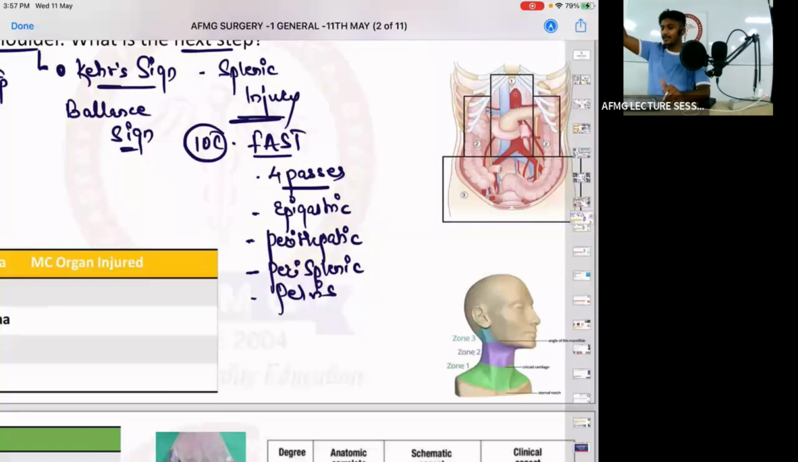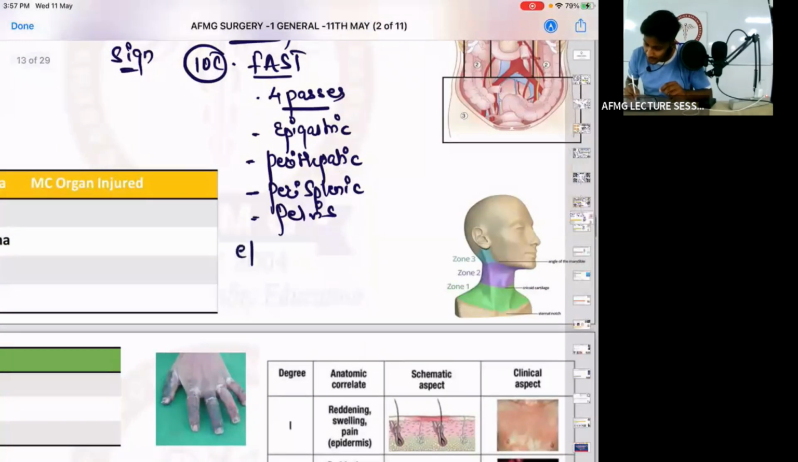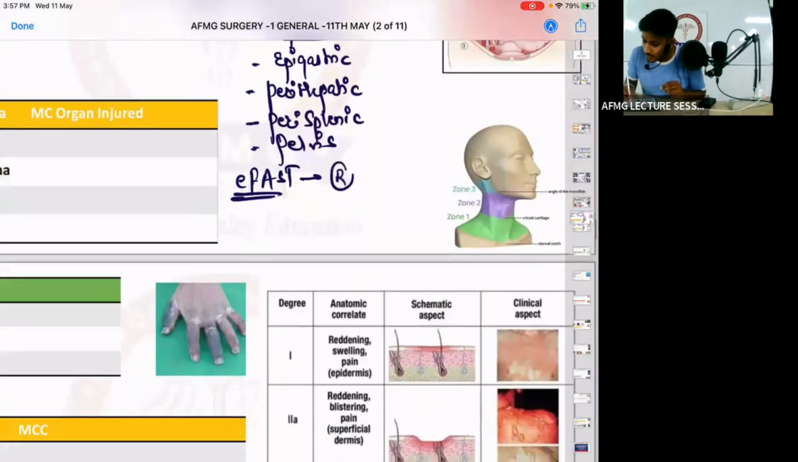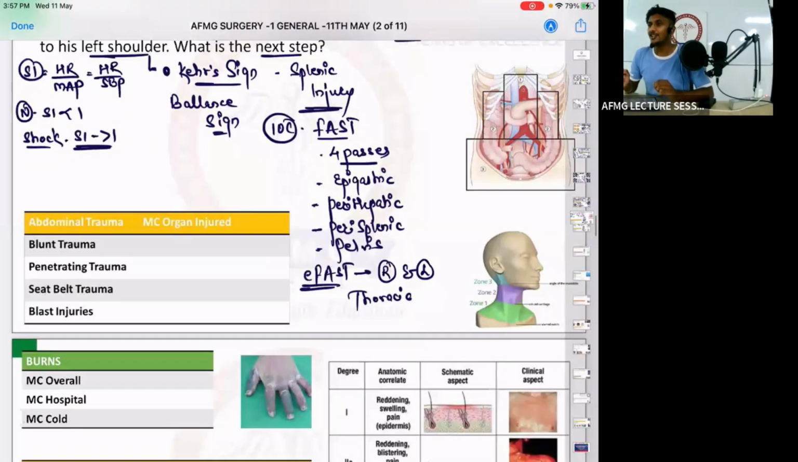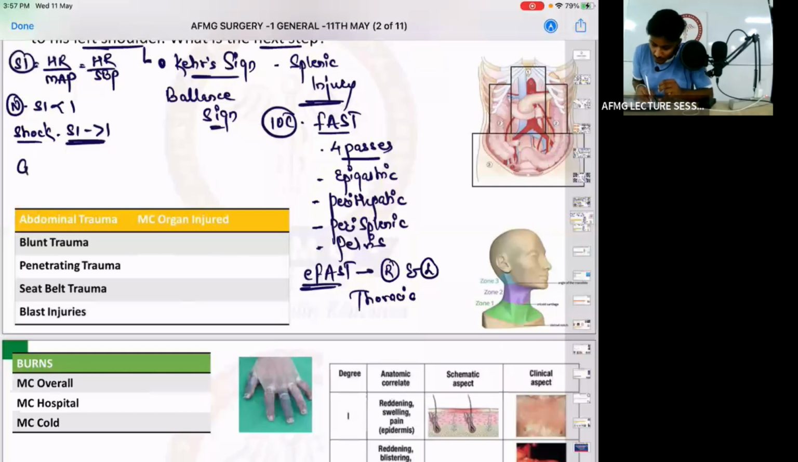जल्दी say the four passes in FAST. First is, second is, third is, fourth is. If I talk about e-FAST, that means the extended FAST. It is usually done in cases of thoracic trauma, to assess hemothorax. So two more passes would be added. Those would be right and left thoracic passes. No issues with this, anybody? Investigation of choice is FAST, but the gold standard investigation would be, if the patient is hemodynamically stable है.